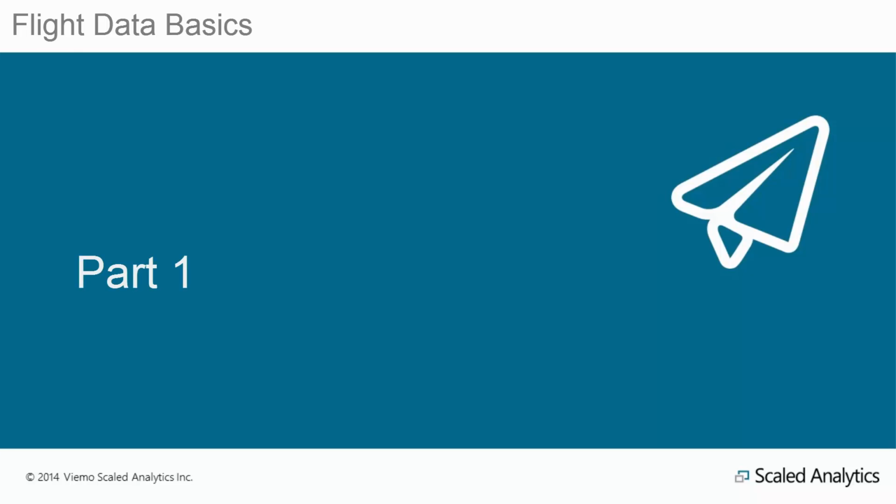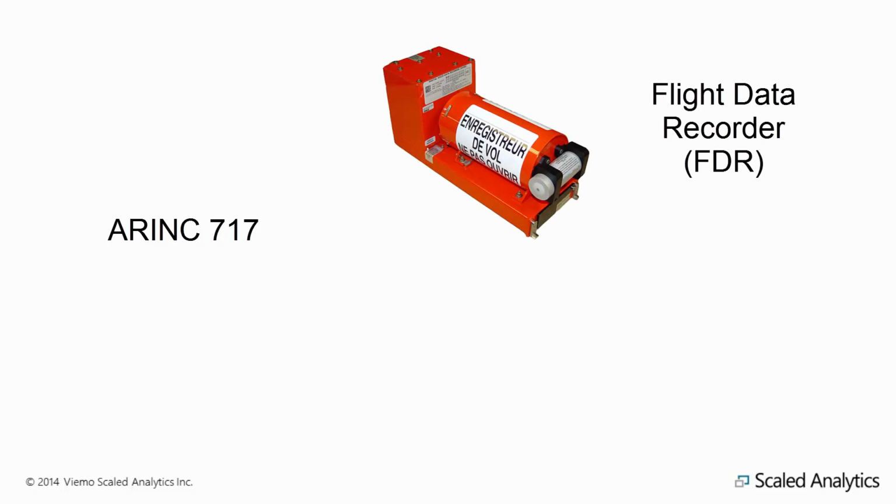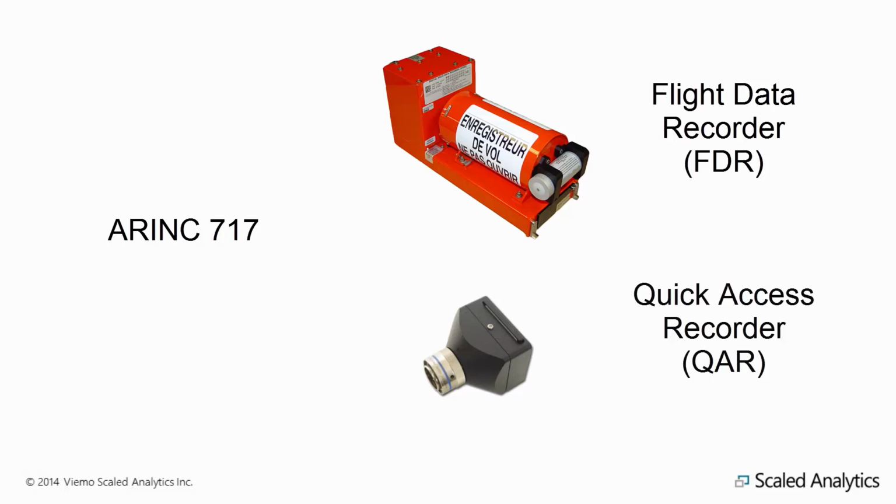Welcome to part one of this two-part series that introduces you to flight data in general and the ARINC 717 format in particular. In this short video, we will cover the basic concepts of how flight data is stored on a typical flight data recorder or a quick access recorder.